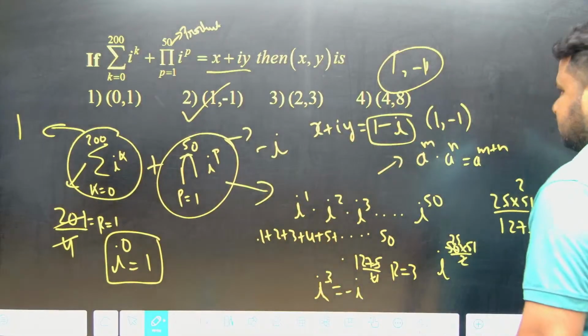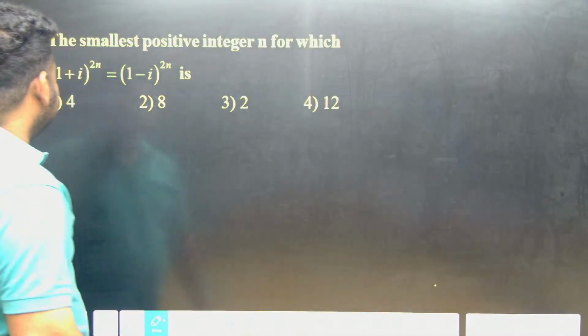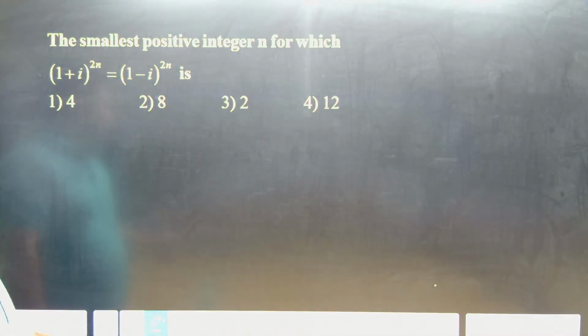Next, coming to this question, if you observe, they are asking the smallest positive integer n for which these two values are equal. We have to find out the smallest positive integer n.